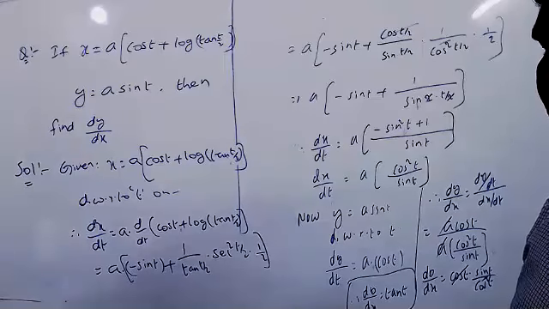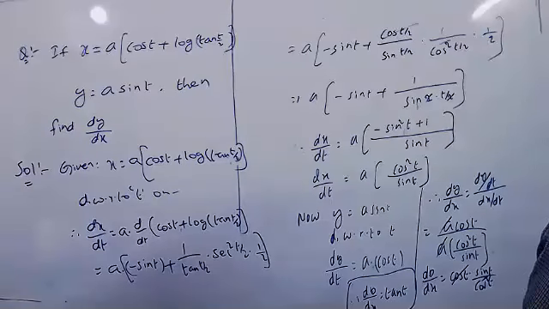Okay, this is the method we call the parametric form. Differentiating the given functions with respect to the parameter. Yes, now copy this.